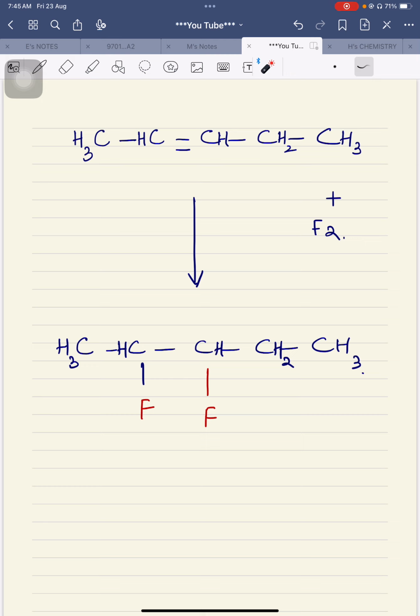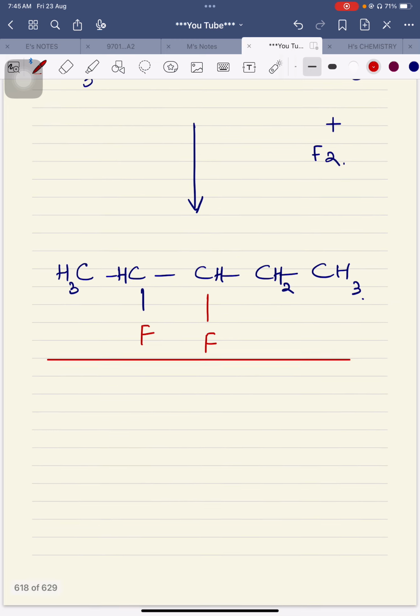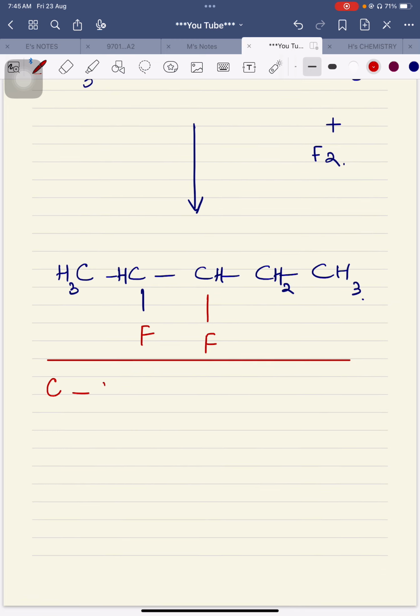So, I am now going to finish this. But before finishing, I would like to give you one more example. Let's have one more example. This is an alkene as well, and in this alkene we have two double covalent bonds. The remaining are single covalent bonds.